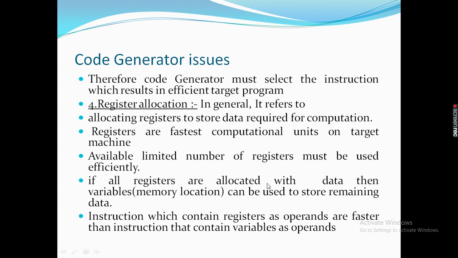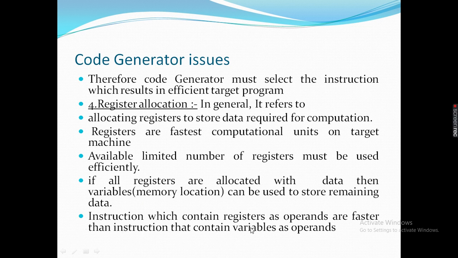If the processor has n number of registers and all the registers are allocated with data, then variables can be used to store the remaining data. Variables are the labels for memory locations, isn't it? So if all the registers are allocated with data, then variables or memory locations can be used to store the remaining data.